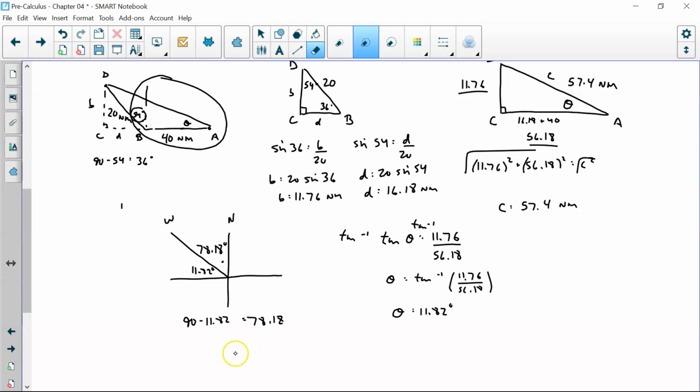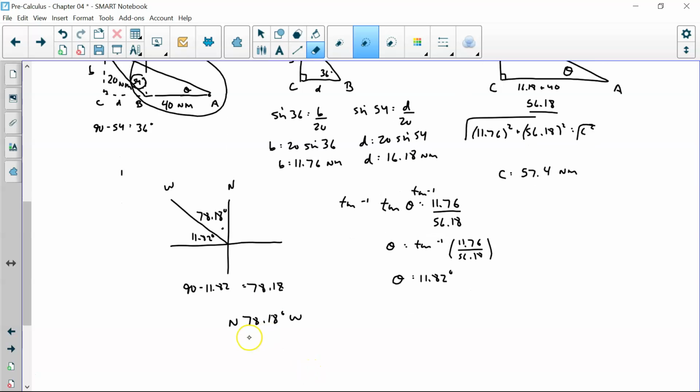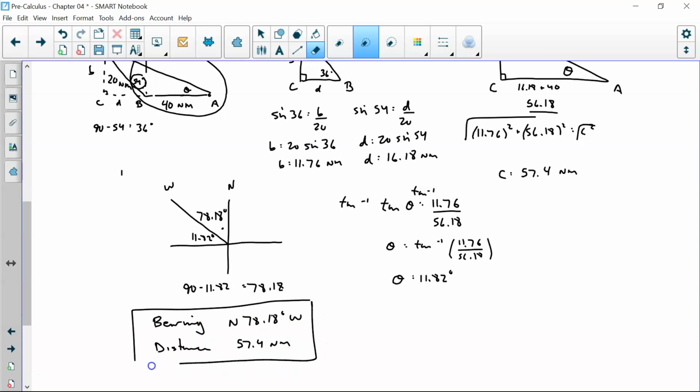So our bearings, this is north and this is west. We're going north 78.18 degrees to the west is our bearing, and our distance is about 57.4 nautical miles from the port. So if we were to go directly, that's what we would be doing. But we did have the turns in there and everything.